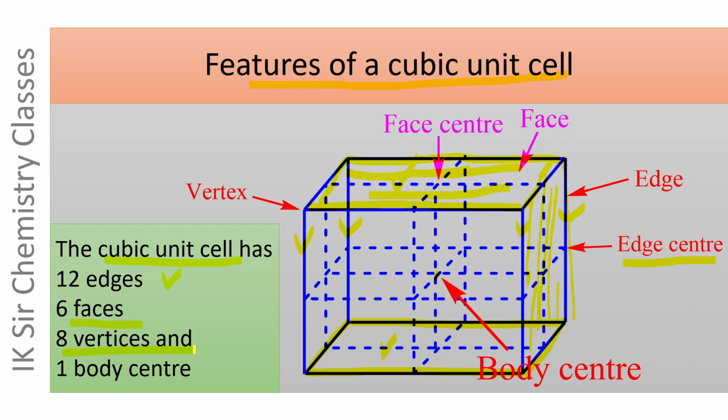8 vertices. The cubic unit cell has 8 vertices, 1, 2, 3, 4 on the top face and 1, 2, 3 and 4 on the bottom face, and only one body center. It is clear that the cubic unit cell contains 12 edges, 6 faces, 8 vertices and 1 body center. All these must be remembered for further discussions and to understand further concepts easily.